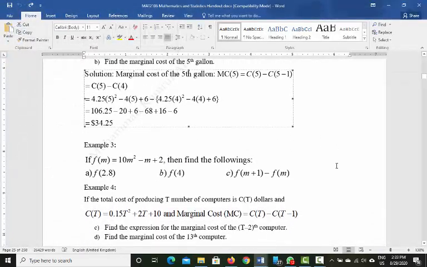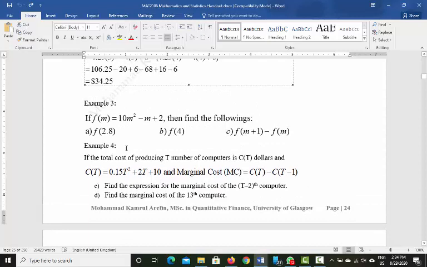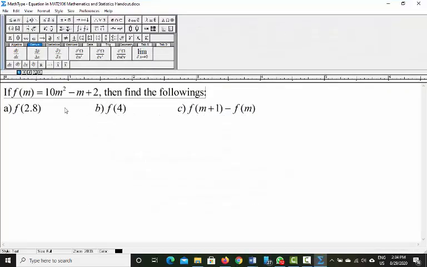Right. So next question. Please solve this question at your home. Example 3: if f(m), here f is the name of the function where the variable is m, and this is the formula or expression of the function.